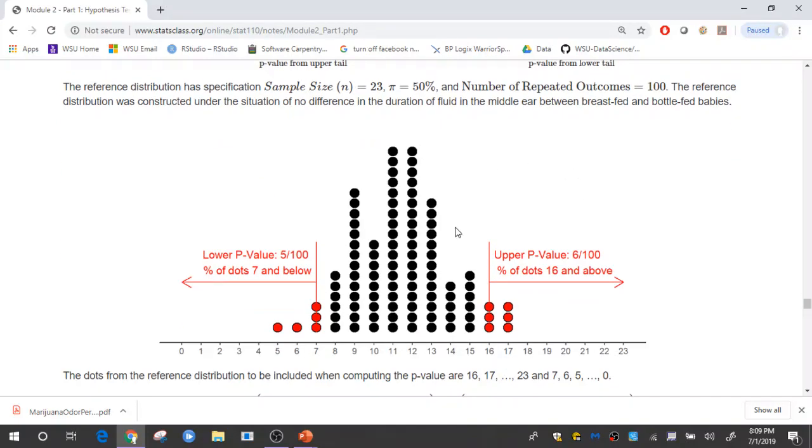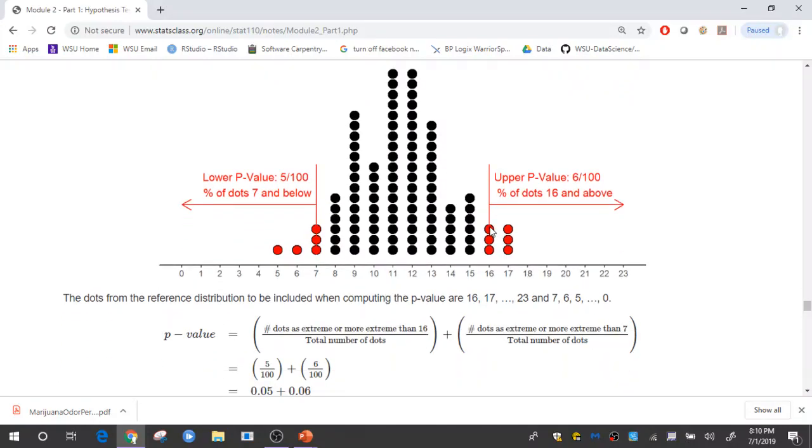So here I've obtained a reference distribution. This time I'm using 100 repeated outcomes instead of 200. Again, in practice, we would usually have that number up into the thousands or maybe tens of thousands. I'm just keeping that number low here so we can actually count the number of dots easily. This reference distribution was again obtained under a no difference situation.